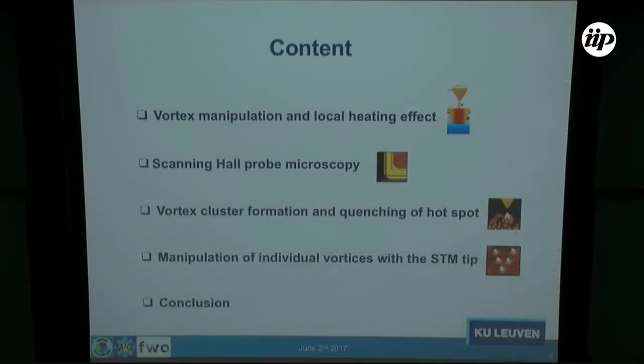So first, I will give a very brief introduction about the vortex manipulation and the local heating effect of the scanning tunneling junction. And then I will introduce the technique we used to perform this research, which is the scanning hot probe microscopy. And then I will show you the experimental results with some simulations in these two sections, followed by a conclusion.